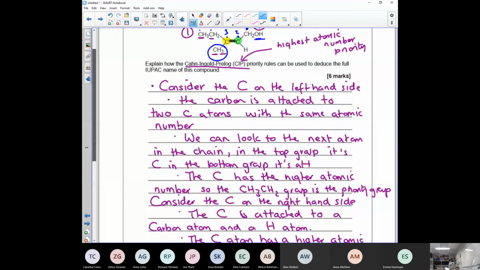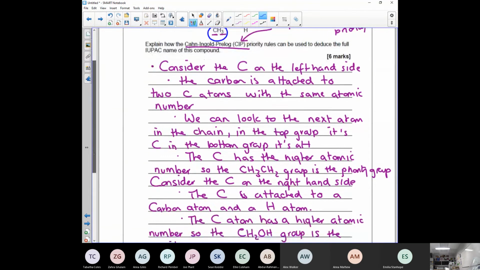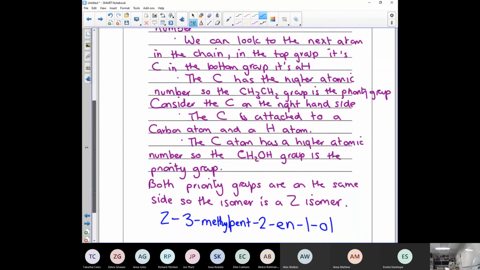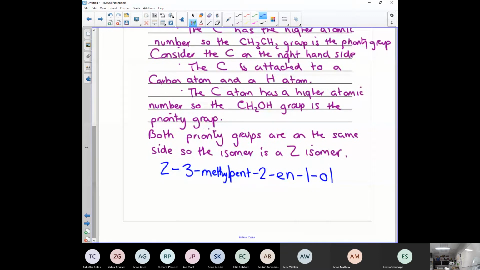Then when we went onto the carbon on the right-hand side, that was a little bit easier. That carbon was only attached to either a carbon or a hydrogen. Carbon takes priority because it's got the higher atomic number. Whew. Written it all down there, and I went over the lines. That's the way it goes. Cool, so that was the big 6 marker on there. Thanks, Richard, for the little dancing man.